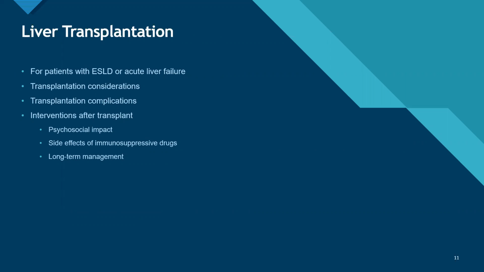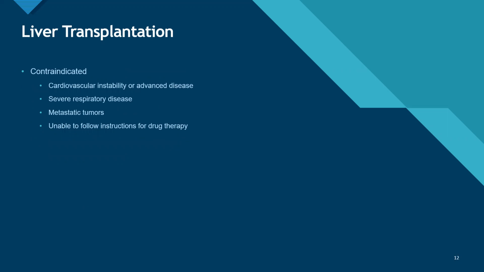All right, now we'll skip to transplantation. So with liver, for patients with end-stage liver disease or an acute liver failure, they're candidates. So transplantation should be considered. There's complications, and then the interventions after transplant, worrying about psychosocial impact, the side effects of those immunosuppressant drugs, and then that lifelong management of those immunosuppressant medications. With COVID, they've seen an increased rise in liver transplants or liver transplant wait lists due to the increased amount of alcohol consumption.